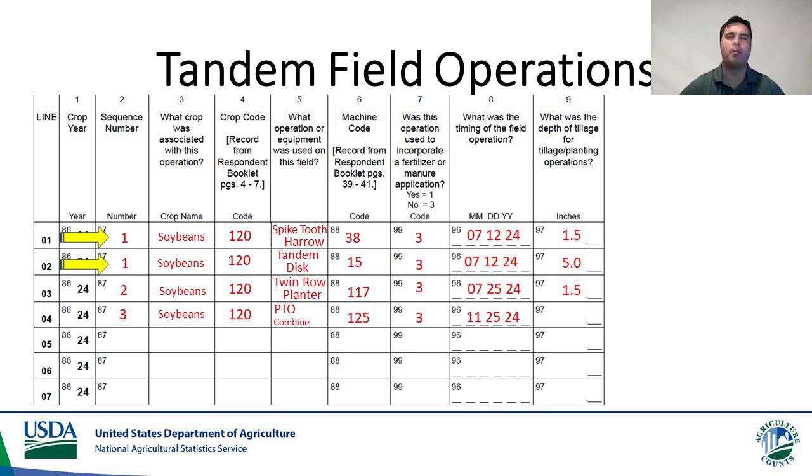Remember, when implements recorded in column 5 and 6 disturb the soil, you need to record the depth of soil disturbance. In the above example, the spike-tooth harrow reached a depth of 1.5 inches. The tandem disc reached a depth of 5 inches, and the planter planted the soybeans at a depth of 1.5 inches. You can find more information on tandem field operations on page 175 of your interviewer's manual. Like multiple harvests, there will be no indicators in section C of tandem operations.